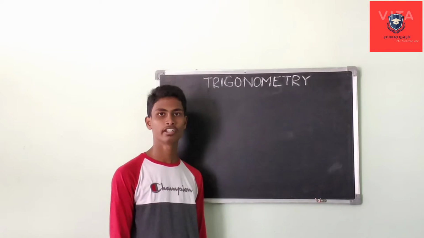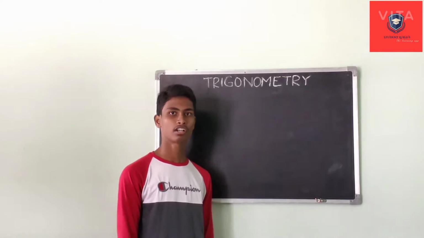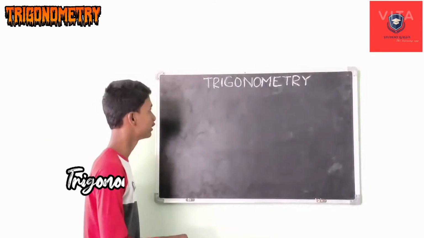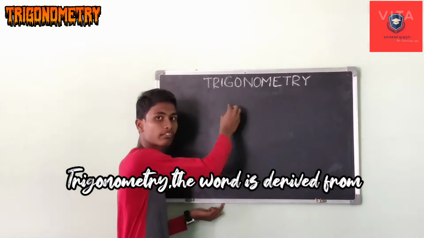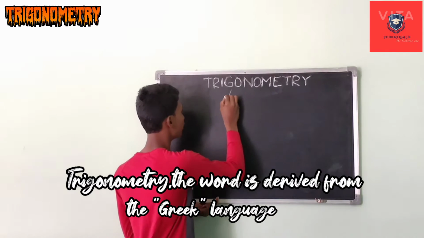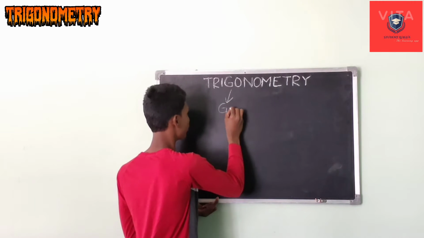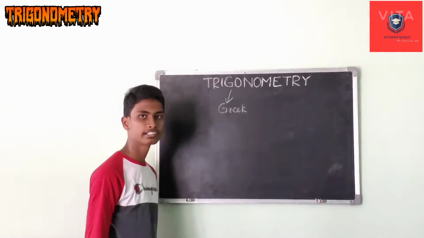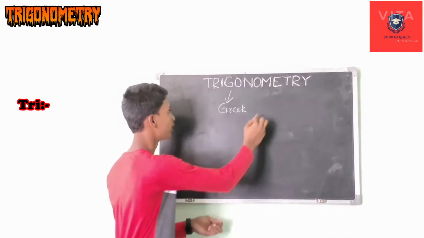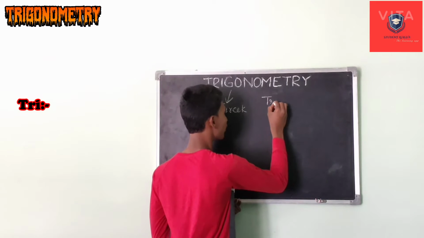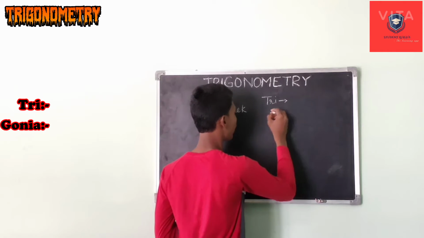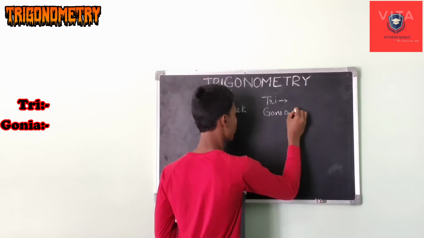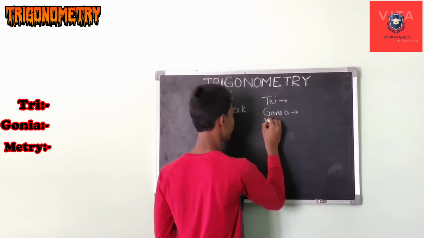Hi friends, today we are going to discuss the topic of trigonometry. The word trigonometry is derived from Greek words. Trigonometry is the combination of three words: tri, gonia, and metry.